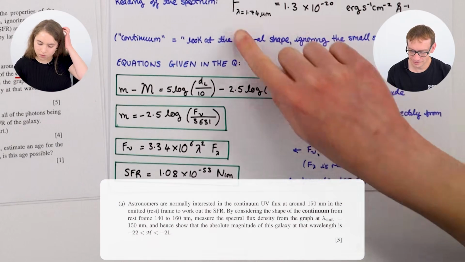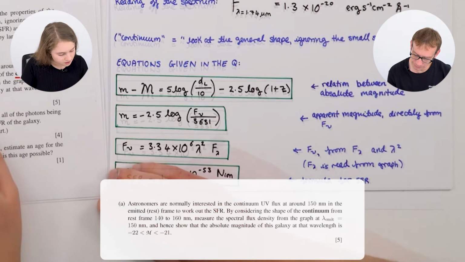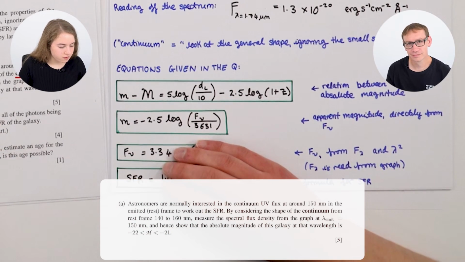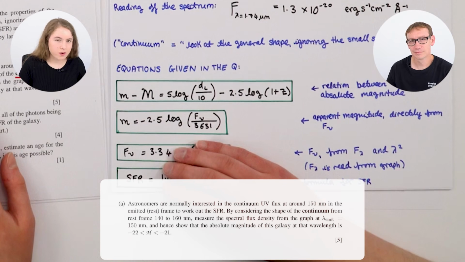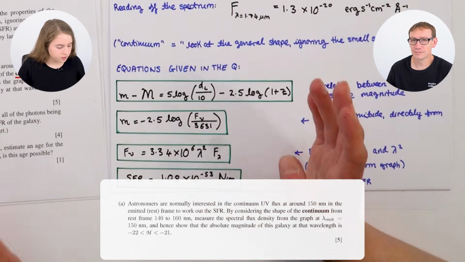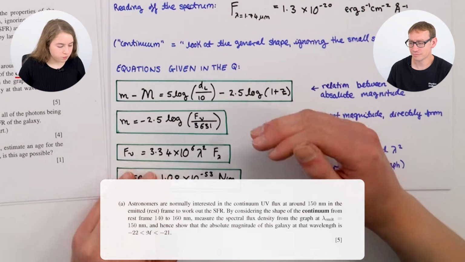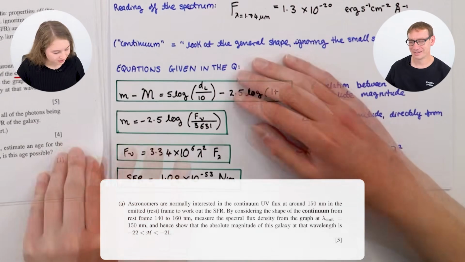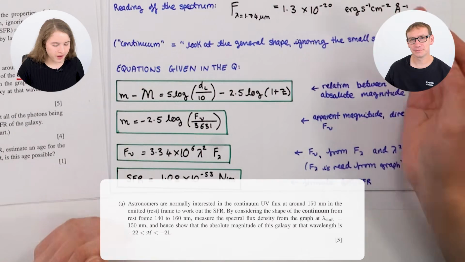Okay, moving on. We've got F lambda. We've done this first thing that they've asked. We've measured the spectral flux density. They've said measure the spectral flux density at the emitted wavelength of 150 nanometers, and hence show that the absolute magnitude of the galaxy is between minus 22 and minus 21. So we probably want to work out what the absolute magnitude is that corresponds to this spectral flux density that we've just measured. How do you relate spectral flux density and absolute magnitude?